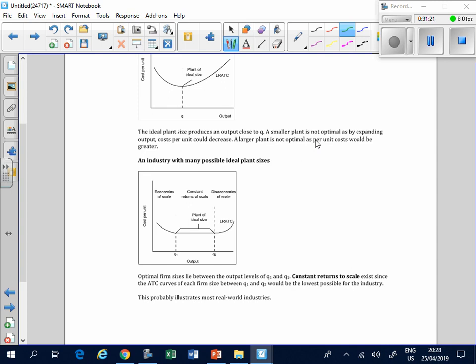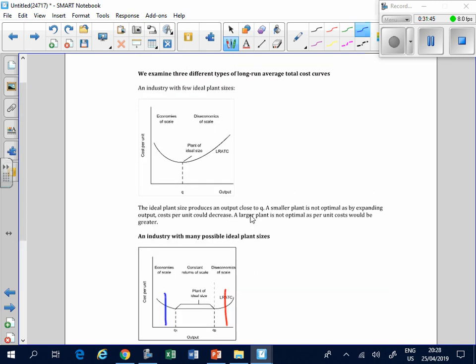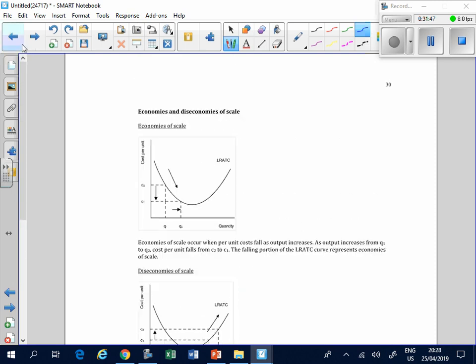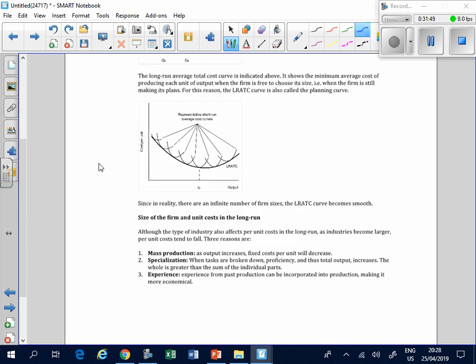Then you get this flat section, constant returns to scale. You put one in, you get one out. Simple as that. Shake it all about. Cool. As you can see, I got energy. But anyways, the question's going to ask you, you're sitting at this point here for the red line, or you're sitting at this point here for the blue line. What should you do to production? Well, blue line increase, red line decrease. Simple as that.